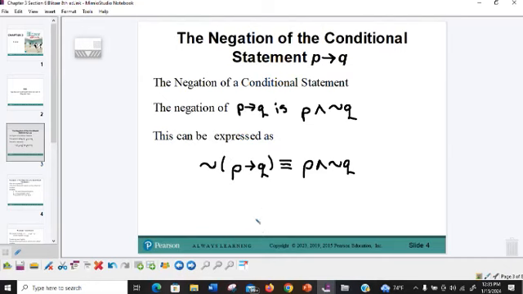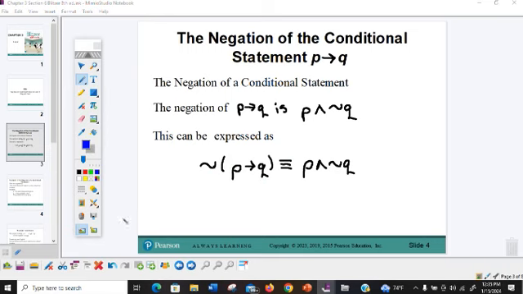In this section, we're going to learn how to do the negation of a conditional statement, the if P then Q. Now, to do the negation, the opposite of if P then Q is P and not Q. So here's how it would be written: if P then Q, and when you do the negation, you put it in parentheses, put the little not in front. Not if P then Q is equivalent to P and not Q. So let's look at that in an example.